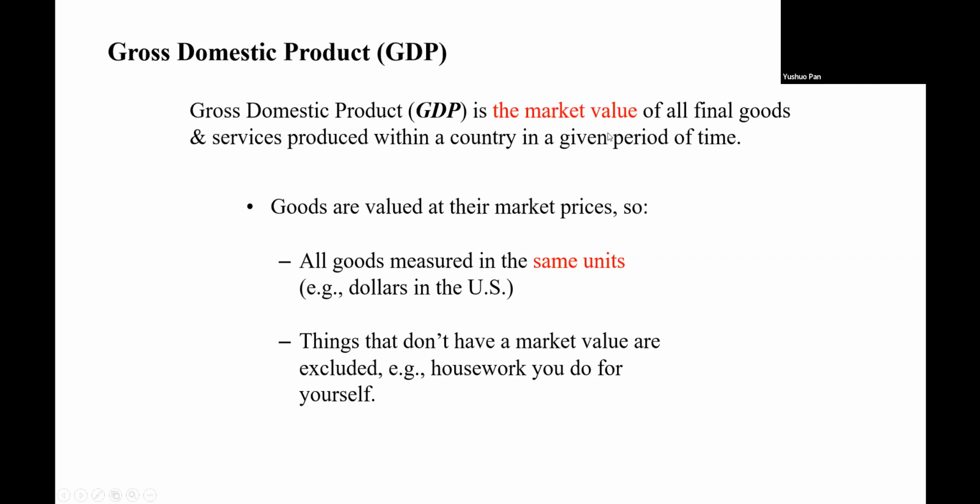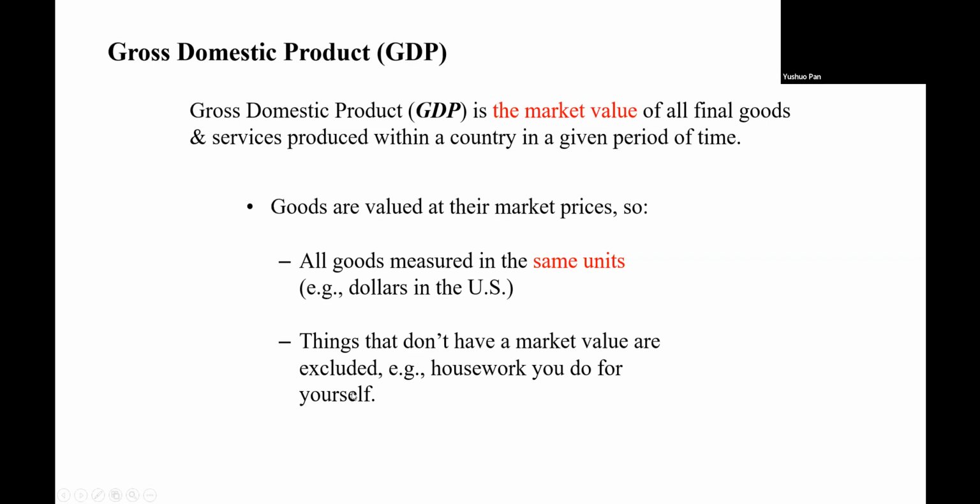Right. The market value should be the goods are valued at their market price. And all goods measured should be in the same units. We cannot measure different goods, one with US dollars and the other maybe with Japanese yen, right? We should measure them with the same unit. So in our class, we usually use dollars to measure them. So it should be the market value.